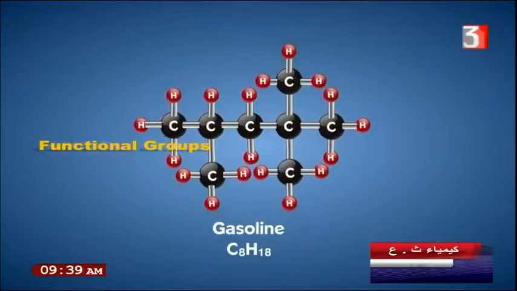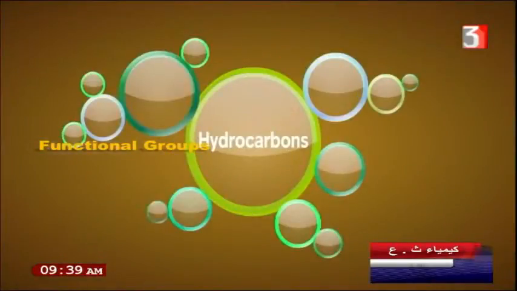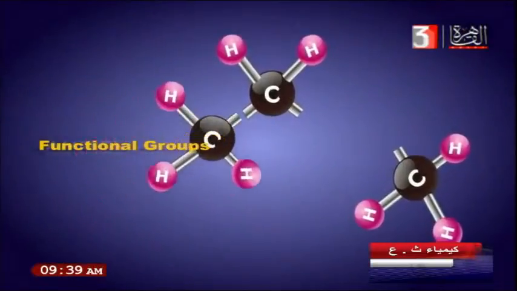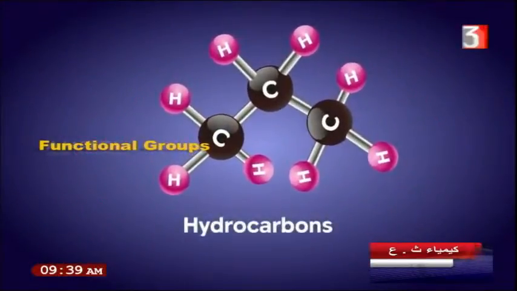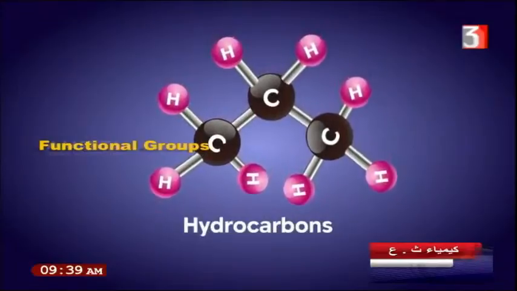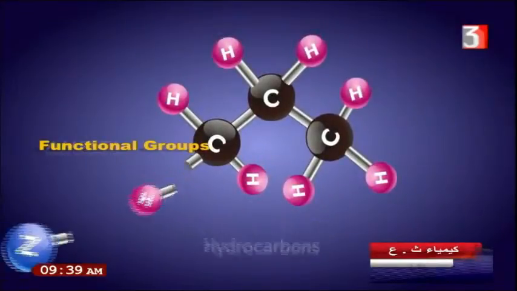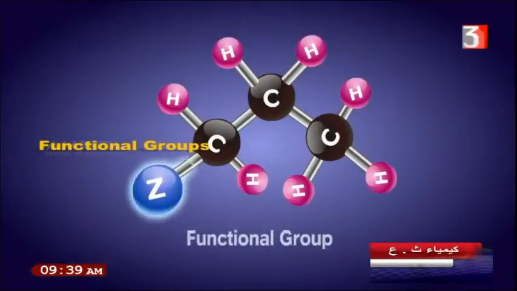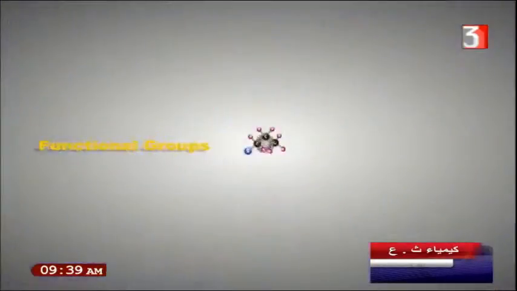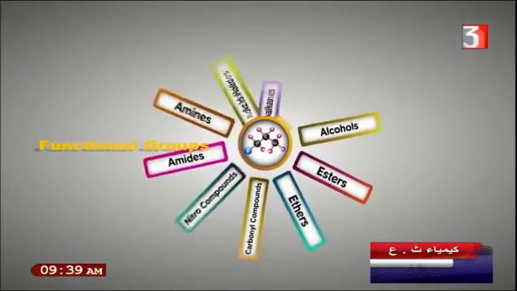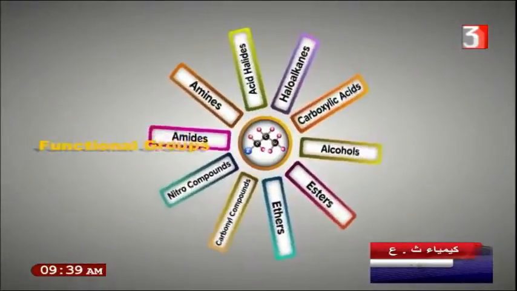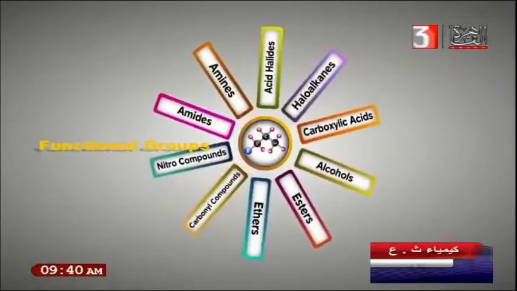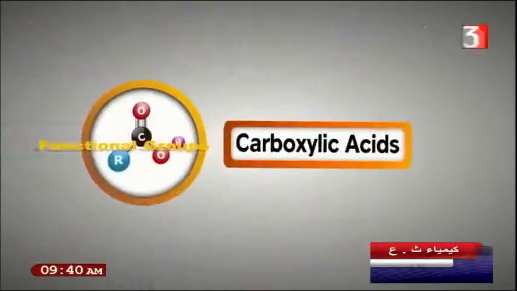You see gasoline, a hydrocarbon. One carbon surrounded by different hydrogens, all of them connected together in the form of a hydrocarbon, in the shape of a cycle. Now, when I replace one hydrogen by anything, say Z, this Z is a functional group. It may be changed into acid halide, amide, nitro compound, carboxylic acid.